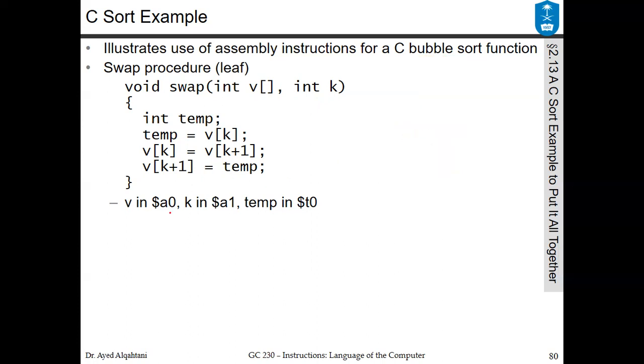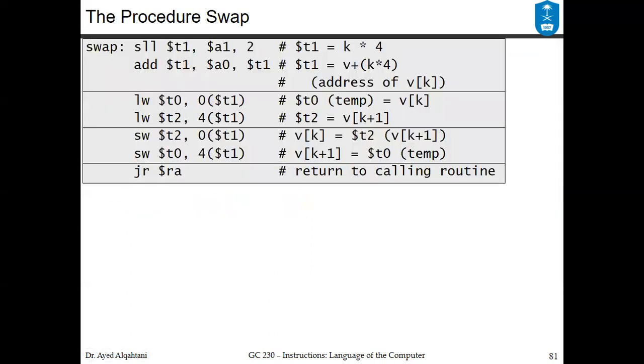Now we assume that v is in register A0. So this is the base register of the array v, k is in register A1, and k right now is the index, and the temporary value is in one of the temporary registers. We used T0.